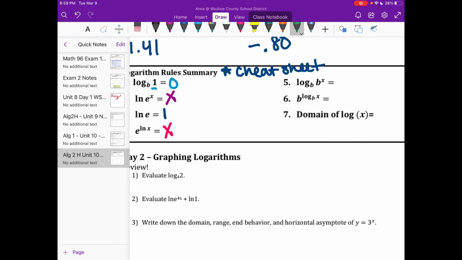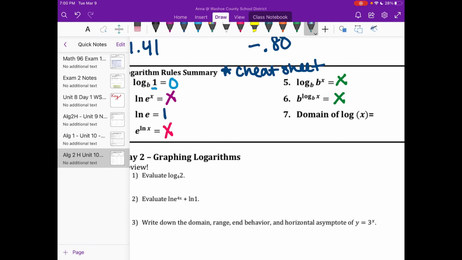Okay, number 5, we've got matching bases. Matching bases, guess what? They get to cancel, and we are left with whatever x is. And same thing on 6, matching bases. Let's cancel those guys. We are just left with the x, which is kind of nice.